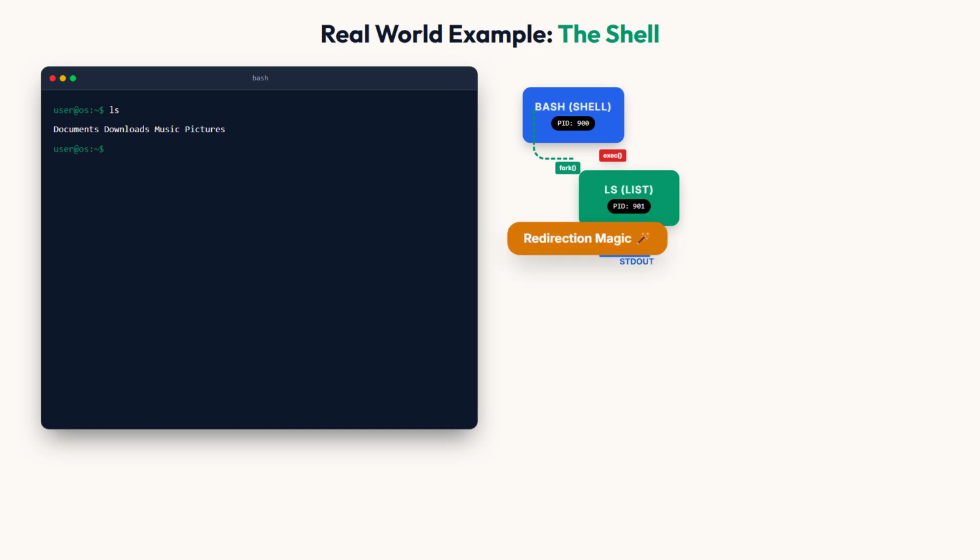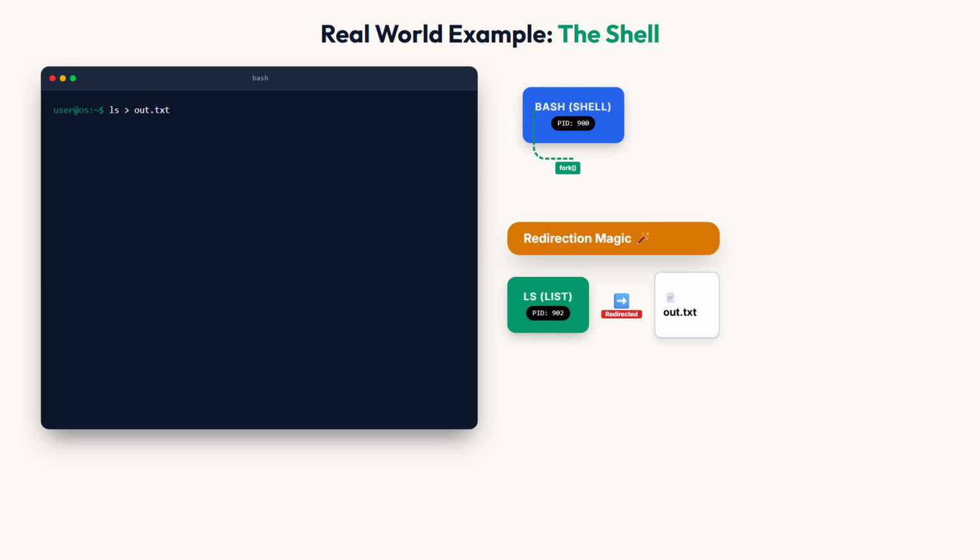There are also some interesting tricks. For example, when you redirect output to a file, the shell changes where the output goes before running exec. So instead of printing on screen, the output goes into a file. All of this happens behind the scenes.